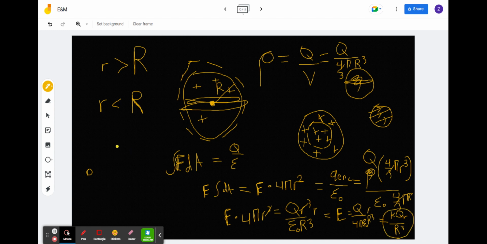So to recap, if the radius of our Gaussian sphere is going outside the sphere, we can treat it as a point particle, so it's just going to be kQ over r squared. But if we're inside the insulating sphere, the electric field is going to be kQr, where r is the distance away from the center, over big R cubed, where big R is the radius of the sphere. And then for a conducting sphere, again, it's going to be kQ over r squared.